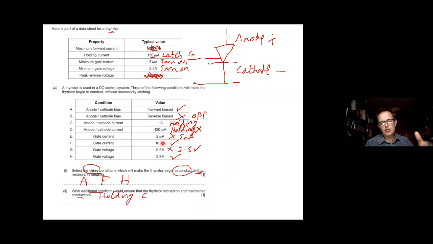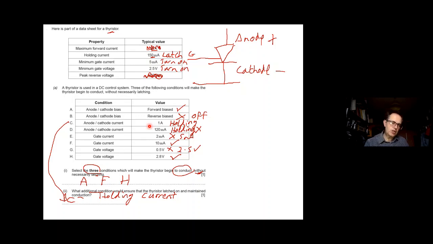Now, once you turn it on, you've got to have a holding current going down through it. So looking at the options, the other one would be a holding current of 1 amp. That would hold it, keep it on, because the holding current needs 150 milliamps minimum. 1 amp would be fine to keep it going on.